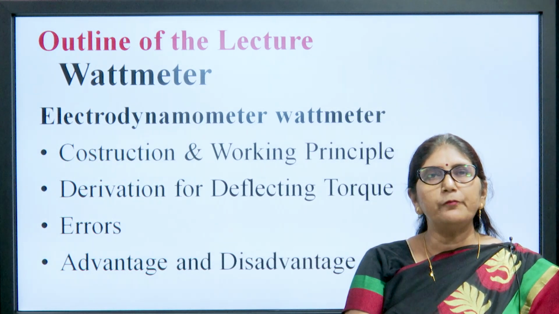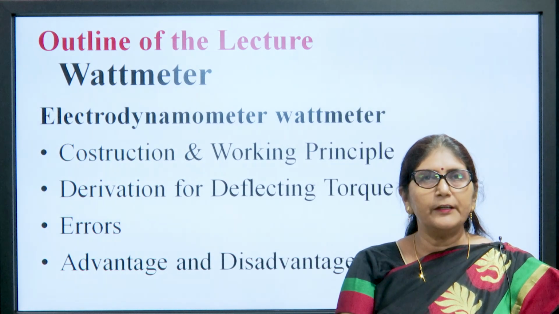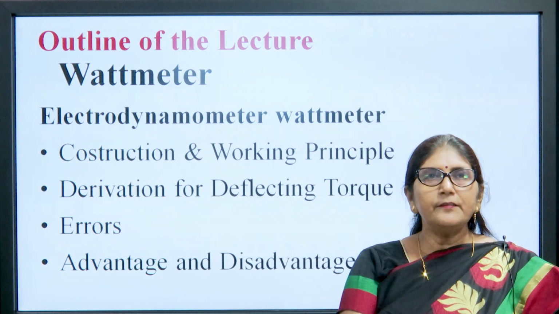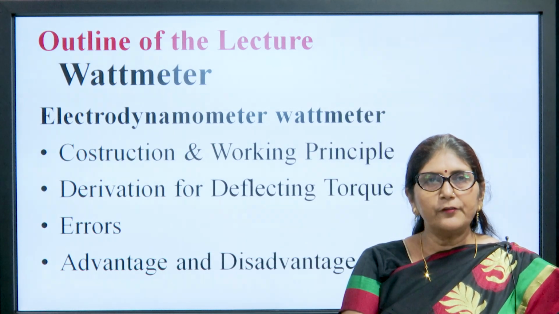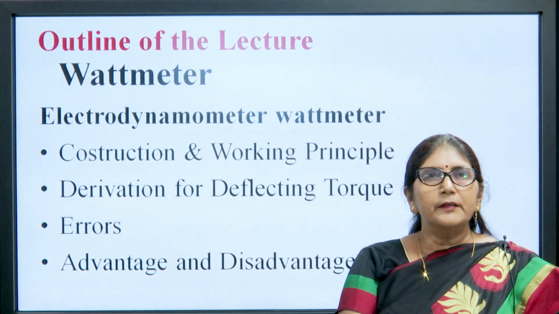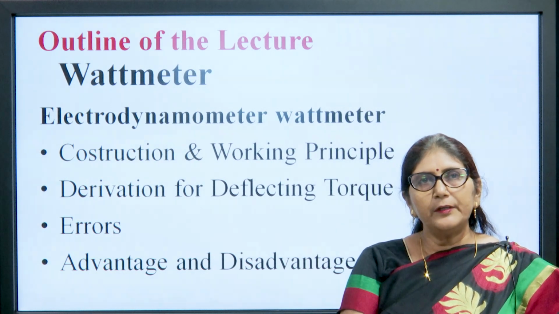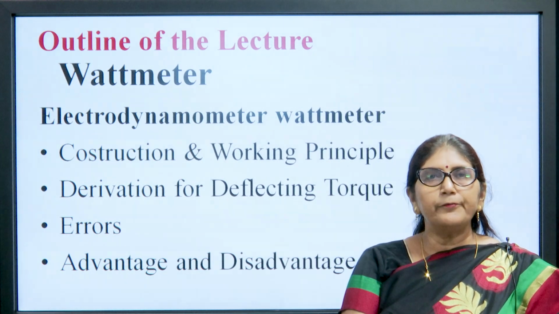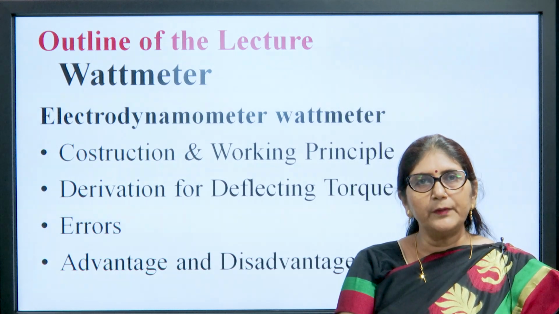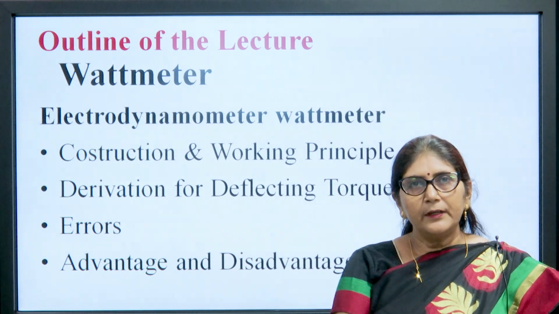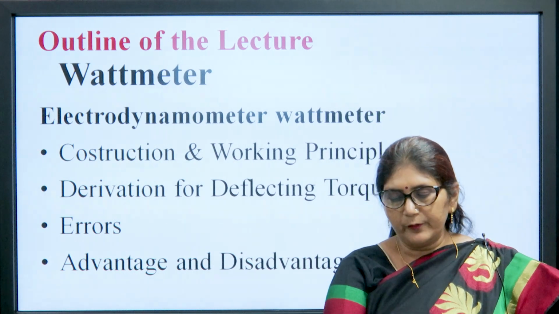So, basically wattmeters are of two types, one is the electrodynamometer wattmeter and the other is the induction type wattmeter. In this lecture I will cover the basics of the wattmeter and the electrodynamometer type of wattmeter, the construction and working of the electrodynamometer type wattmeter, the derivation of deflection torque, the different causes of error in this instrument, and the advantages, disadvantages and application of the electrodynamometer type wattmeter.